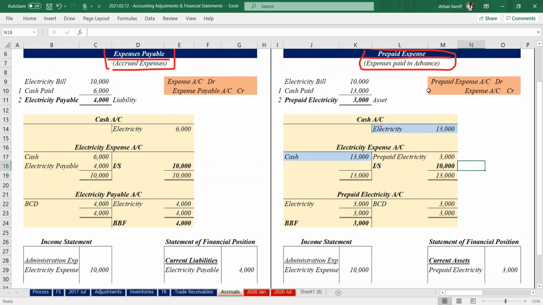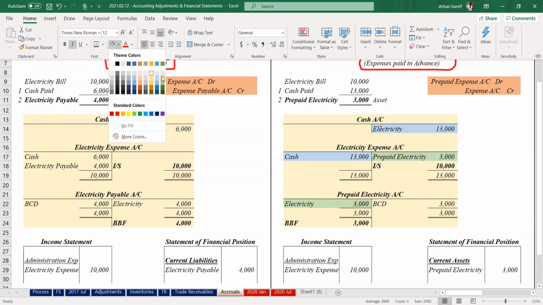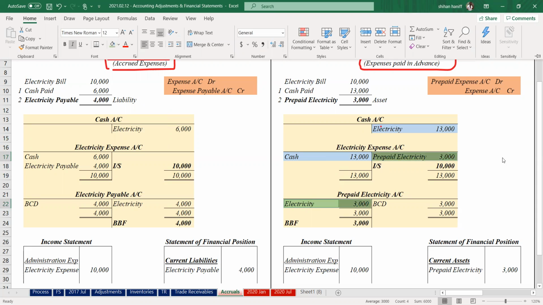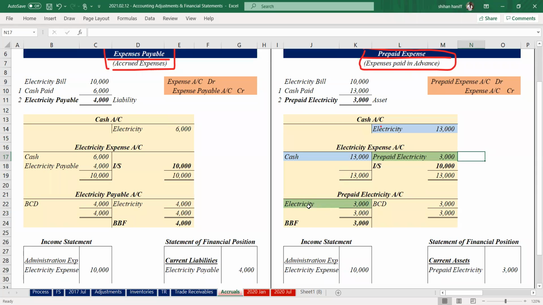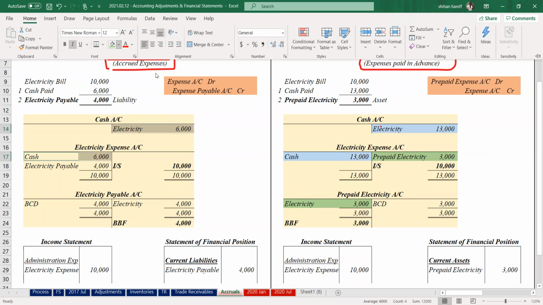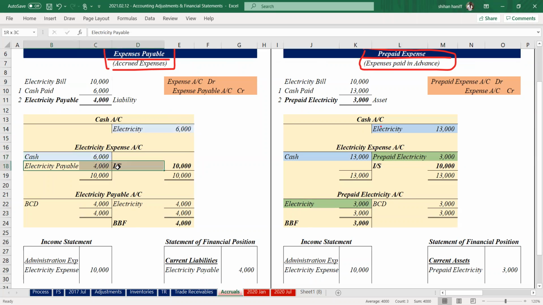And the second entry is our adjustment. Our adjustment is the prepayment. So the double entry for the prepayment is expense account credit, prepaid electricity debit. Prepaid electricity debit because it is an asset. Expense account is credit. Right? In the previous one, this is cash account credit, expense account debit. That's the first double entry. And second double entry, expense account credit, prepaid account debit.